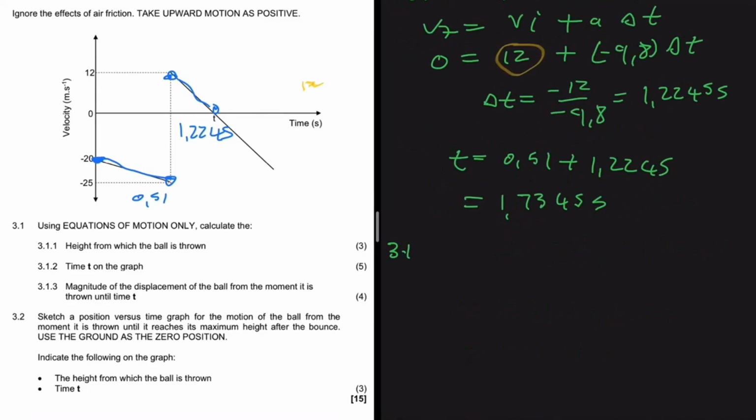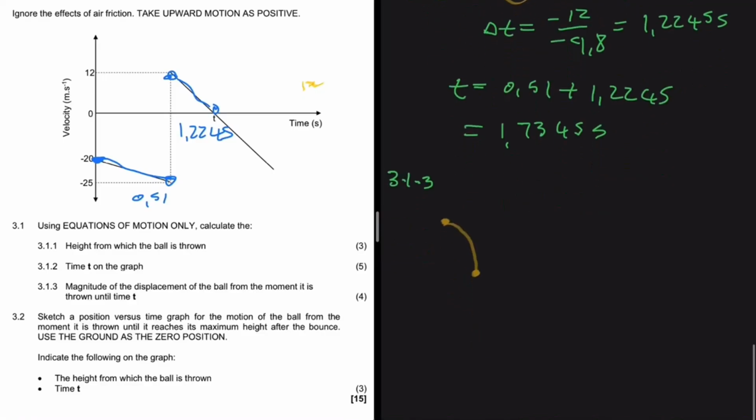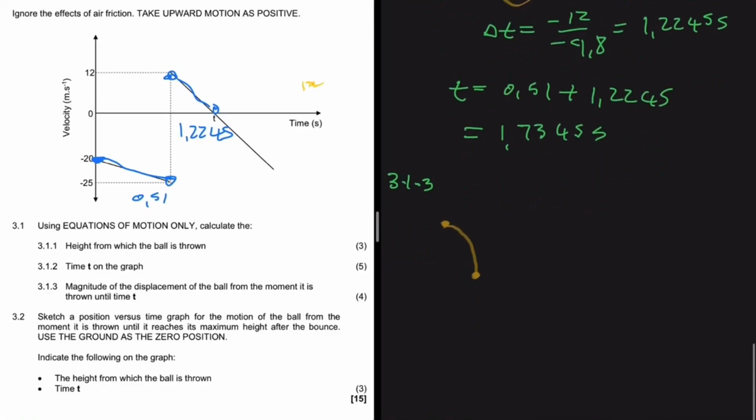3.1.3 says, let's determine using equations of motion the magnitude of the displacement of the ball from the moment it is thrown until time t. So the ball is at some height, right? And then it is thrown downwards and then it hits the ground. After it hits the ground, obviously it's going to move up, right? And then it moves up to some maximum height. At the maximum height, that's our time t.